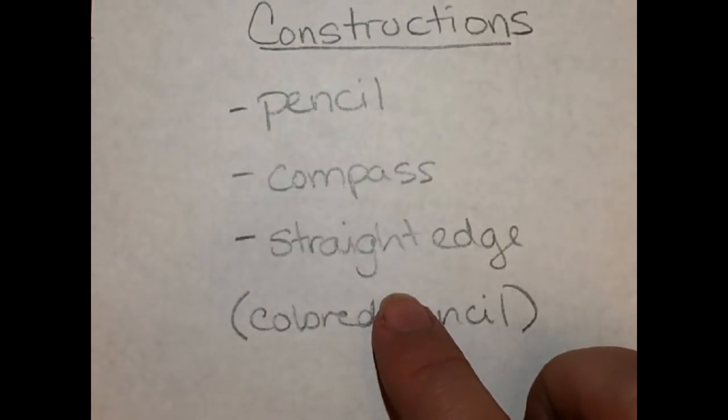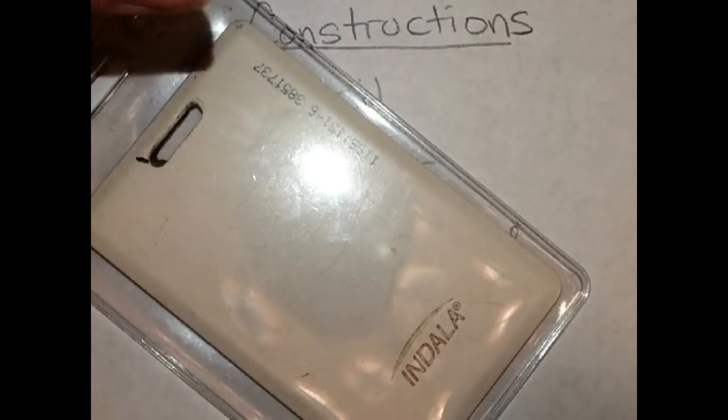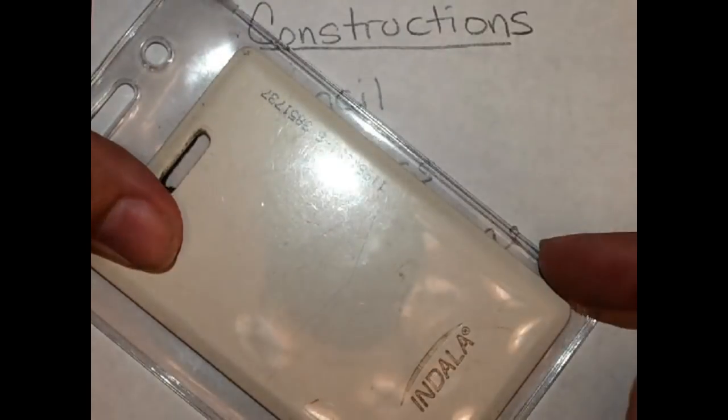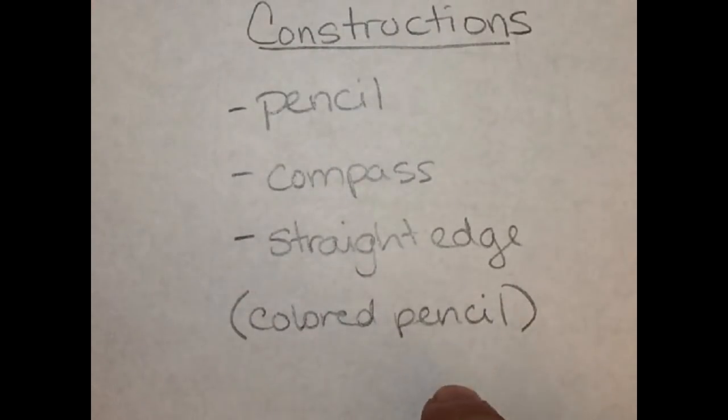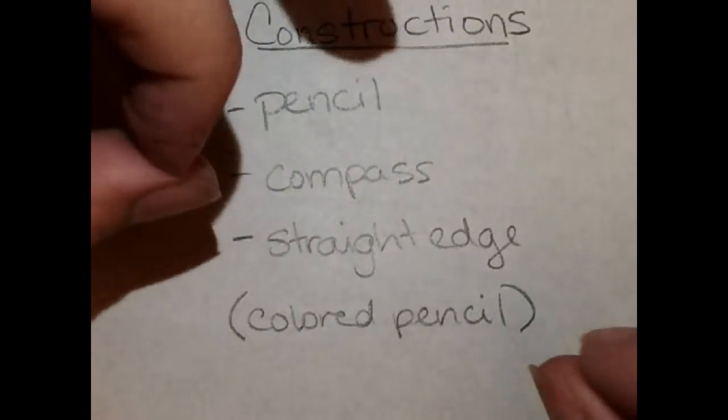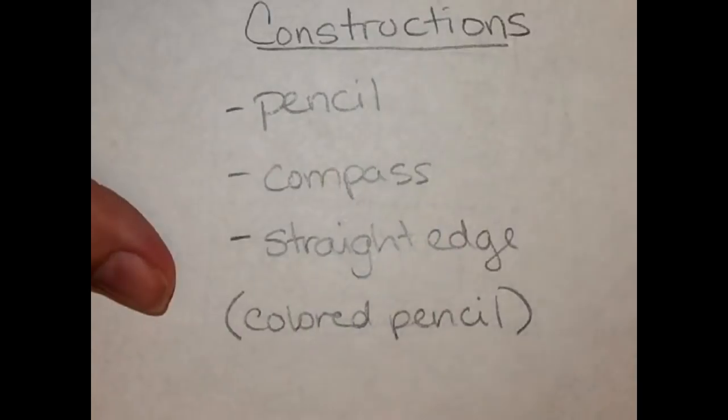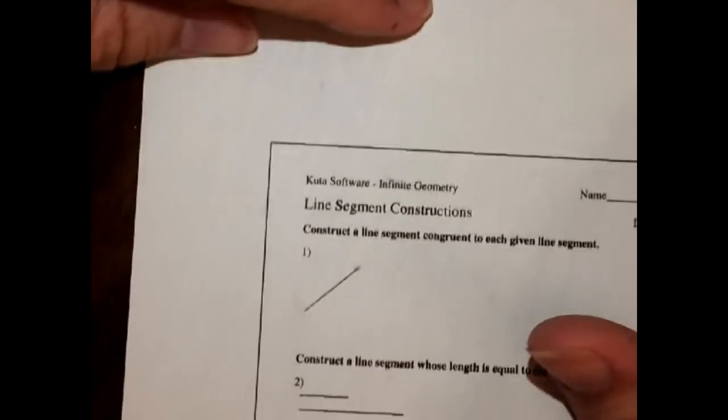Alright, you're also going to need a straight edge. It could be a ruler, but honestly, I'm just going to use the back of my badge. I'm going to use the edge of it, because we are not measuring with this. All we're doing is using it literally to draw straight lines. And then I'm also going to have a colored pencil to outline my final product, so I can show you the final product.